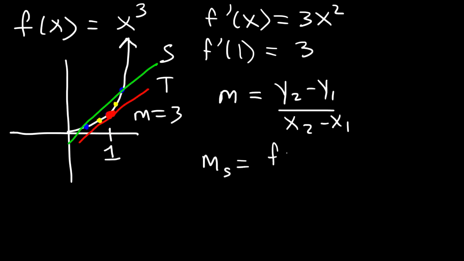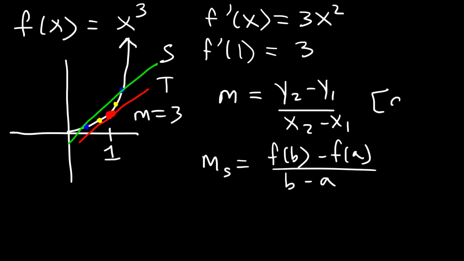And that's equal to f of b minus f of a over b minus a, where a is the first x value, b is the second. So with regard to the blue point, this is a and this is b.